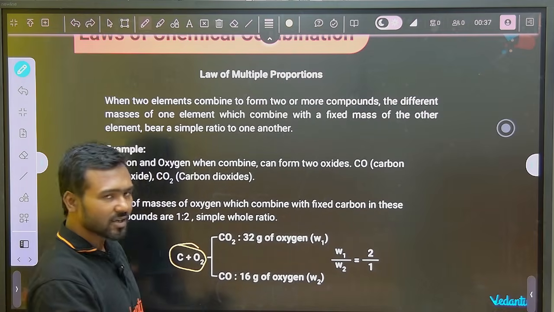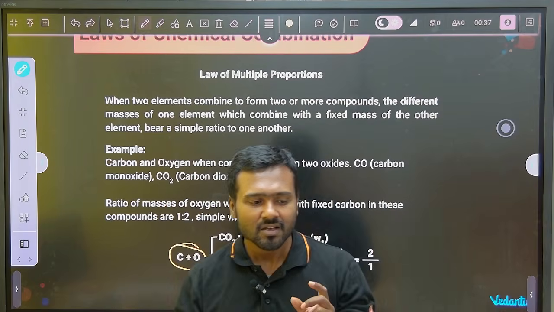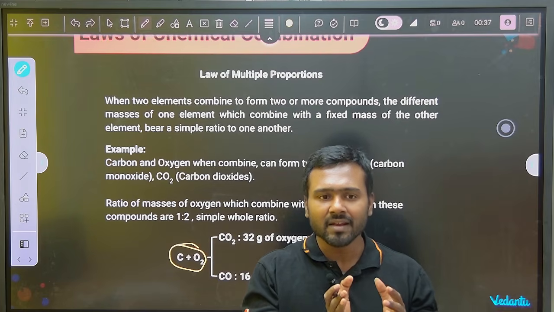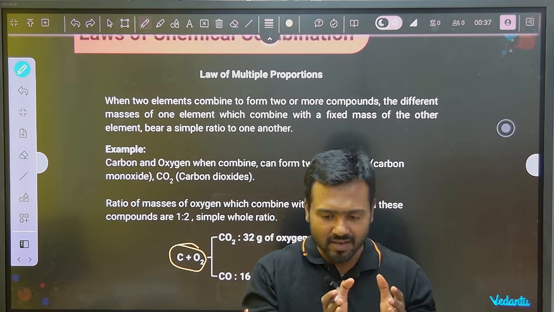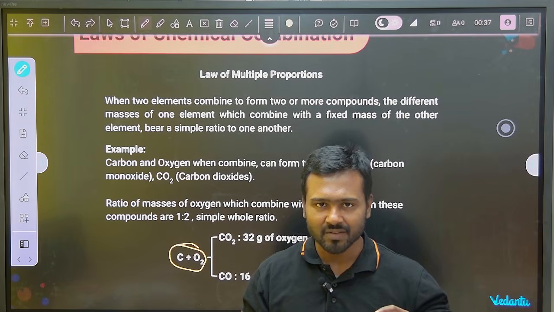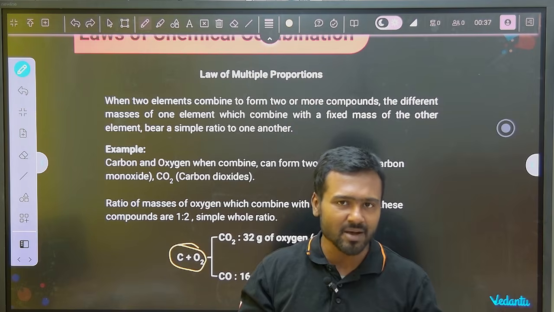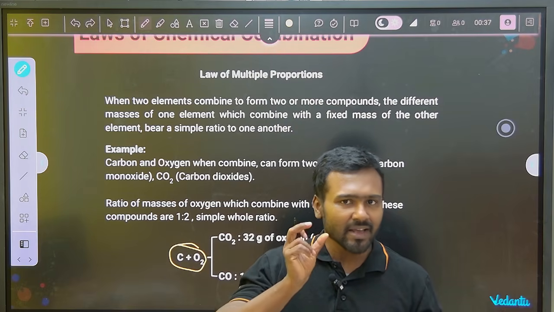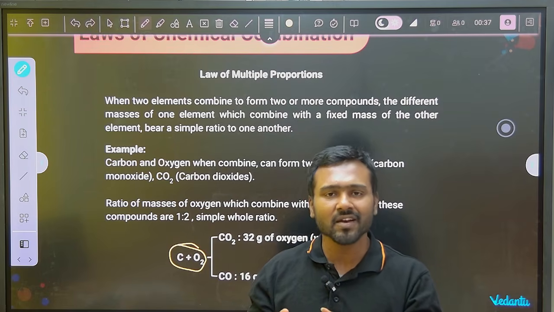Let's take CO and CO2, carbon and oxygen. Carbon and oxygen are combining in the ratio of, if you take carbon monoxide CO and carbon dioxide CO2. Now in these two, if you see, the carbon mass is fixed, whereas the oxygen mass, in carbon monoxide the oxygen mass is 16 grams and in carbon dioxide the oxygen mass is 32 grams. If you take the oxygen mass ratio, you get a 1:2 ratio.